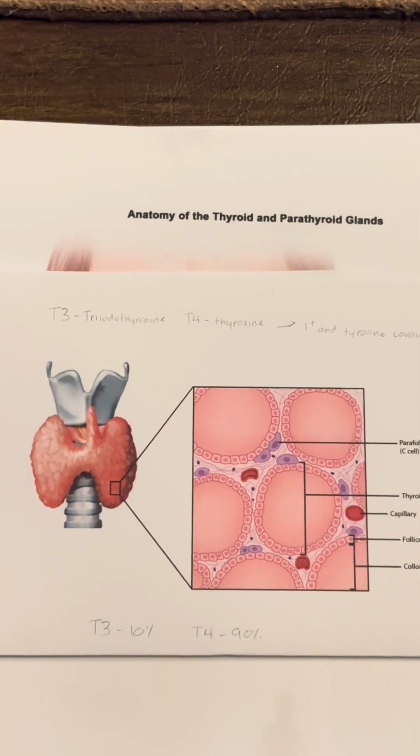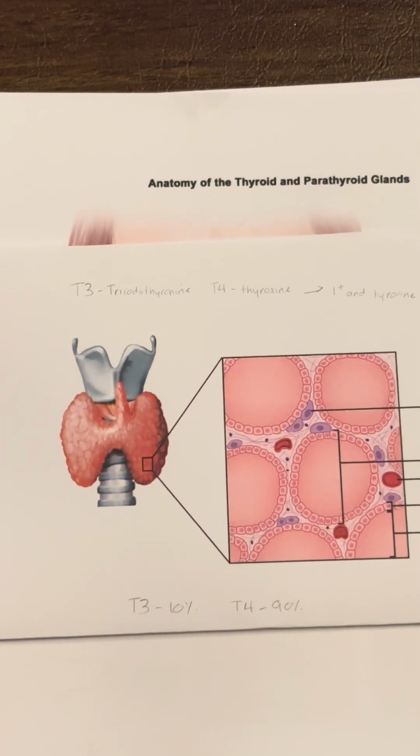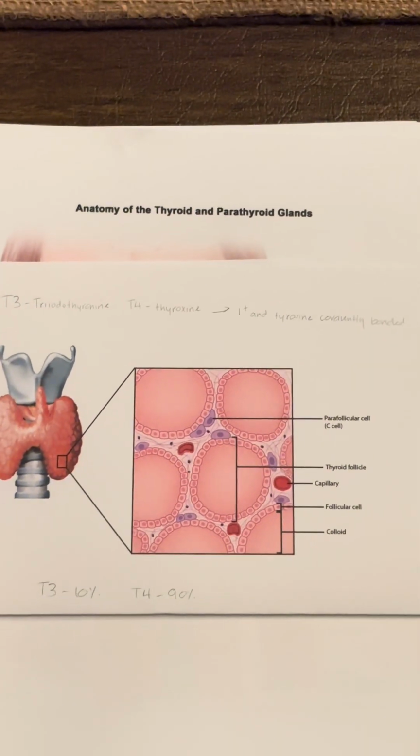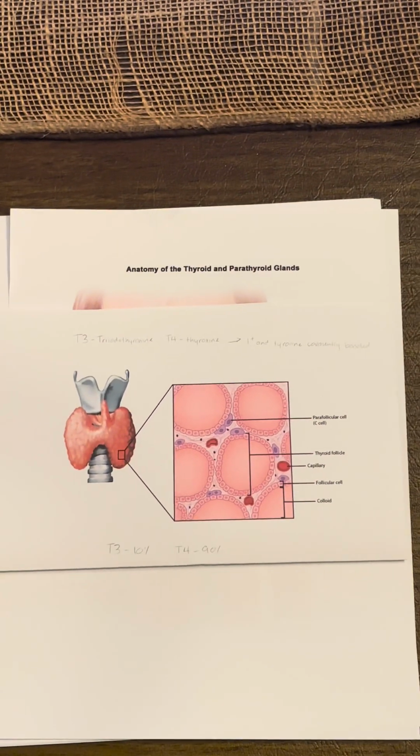So the enzymes in the liver and kidney convert T4 into T3 so that it can be actually used in the body. So if you have a question that says, which thyroid hormone is actively used for the body? T3. Which thyroid hormone is more prevalent? T4. Don't mix that up.